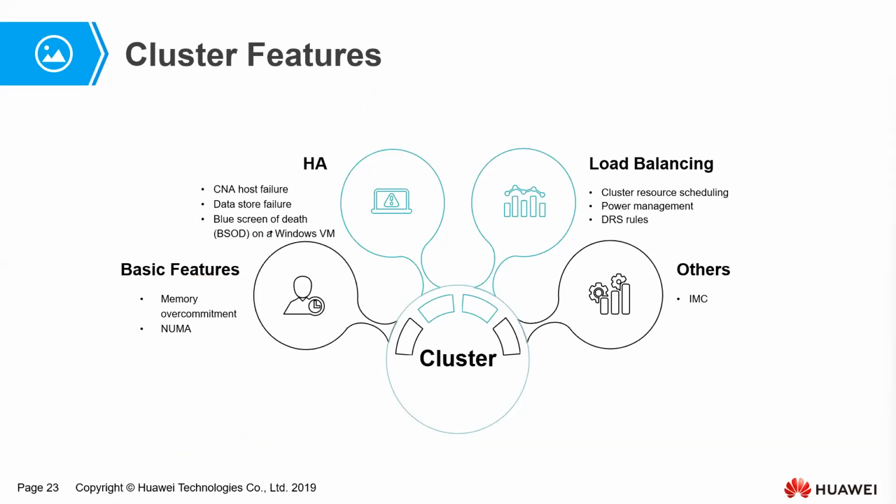So we also looked at overcommitment, and we also looked at load balancing, but we're also going to look at other features such as resource rescheduling, power management, and distribution rules. We are going to be looking at them later on. We are also going to look at IMC and try to understand what it does. So let us look at high availability, which has CNA. CNA, remember, we are referring to what?